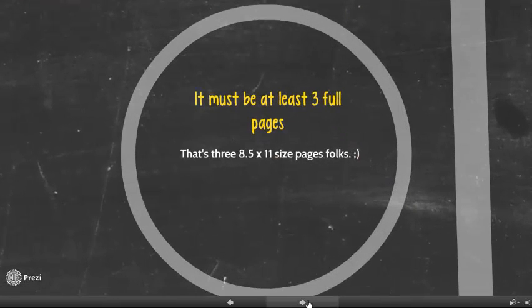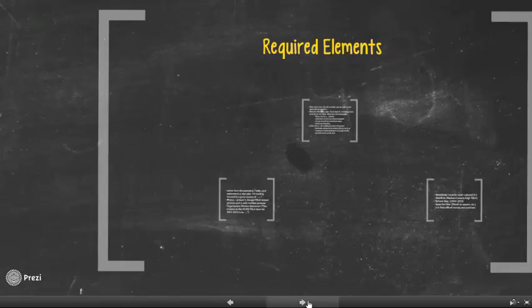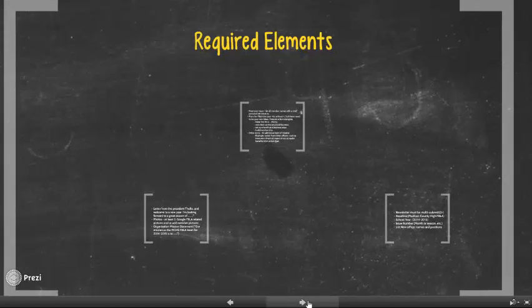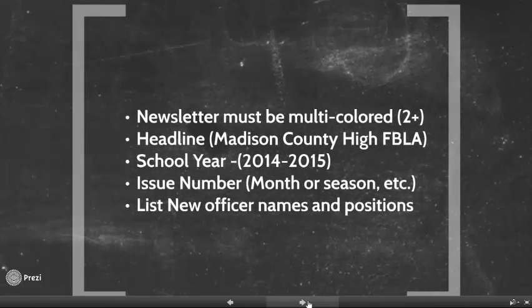First of all, it must be at least 3 full pages, and yes, that's 8.5 by 11 size pages. And there are several required elements, which we will talk about now. The newsletter must be multicolored, meaning 2 or more colors. It must contain a headline such as Madison County High FBLA. It will have the school year and the issue number. And it will list the new officer names and their positions.